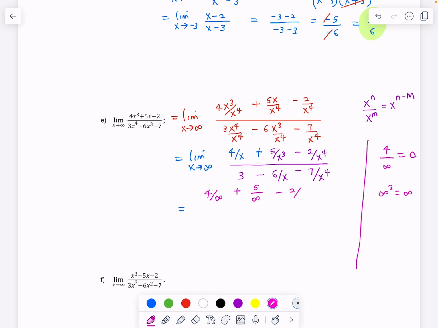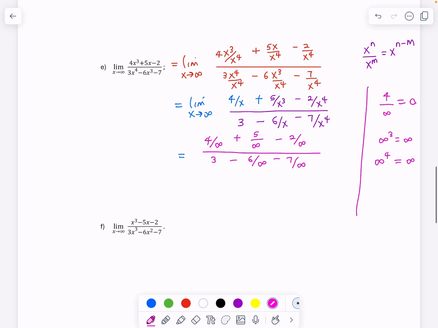So 2 divided by infinity, because if you plug in infinity to this term here, it's like infinity to the power of 4. This is also just going to be infinity. So this is just going to be divided by 3 minus 6 divided by infinity minus 7 divided by infinity. And just like I said, 4 divided by infinity is going to be 0. So this is also going to be 0. This is going to be 0 divided by 3 minus 0 minus 0, which is 0 divided by 3. This is just going to be 0. So your answer there is 0.